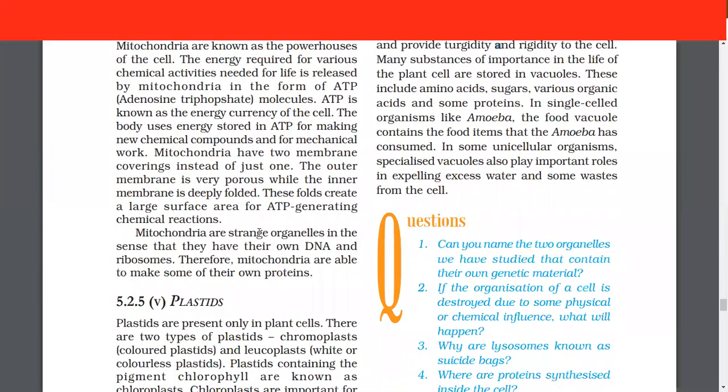Mitochondria have two membrane coverings instead of just one. The outer membrane is very porous while the inner membrane is deeply folded. These folds create a large surface area for ATP generating chemical reactions. Mitochondria are strange organelles in the sense that they have their own DNA and ribosomes. Therefore, mitochondria are able to make some of their own proteins.